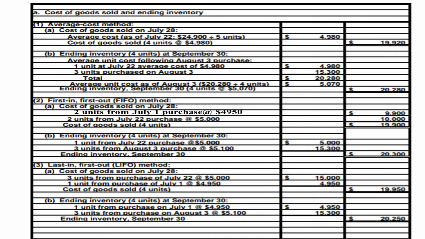In case of ending inventory, we have 4 units in hand: 1 unit from the purchase of July 1st, that is 4,950, and 3 units from the purchase on August 3rd, that is 5,100 per unit. Multiplied by 3, we'll get 15,300, and the total ending inventory value is 20,250.